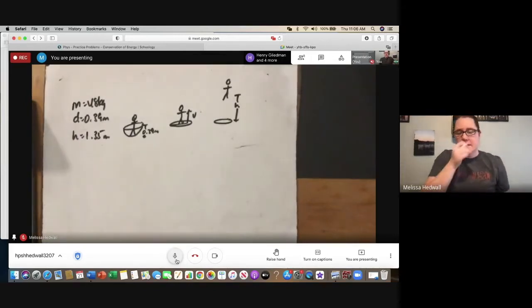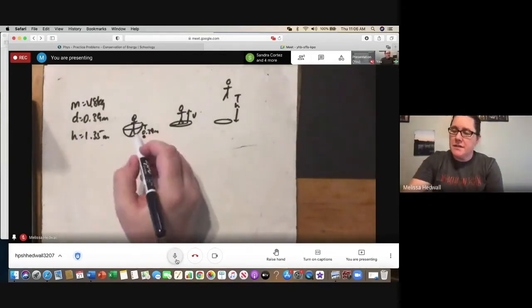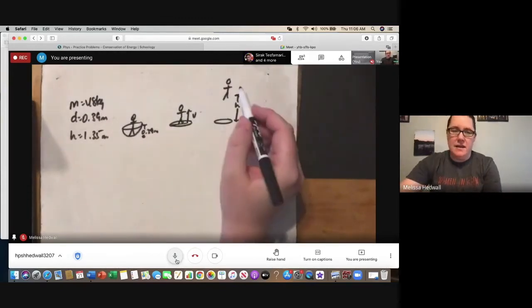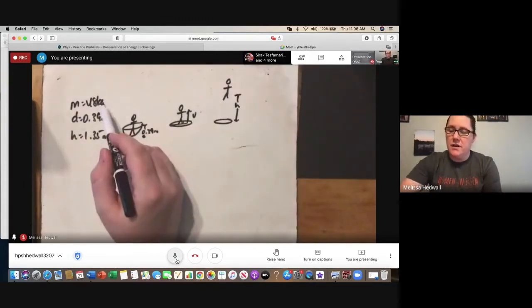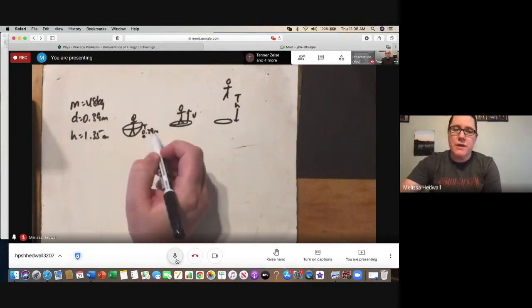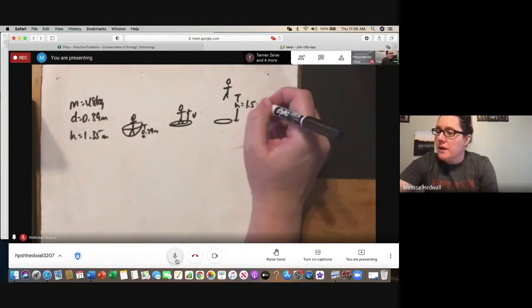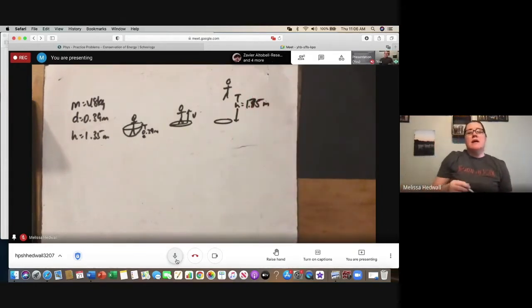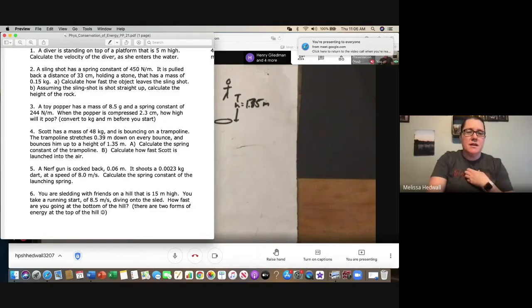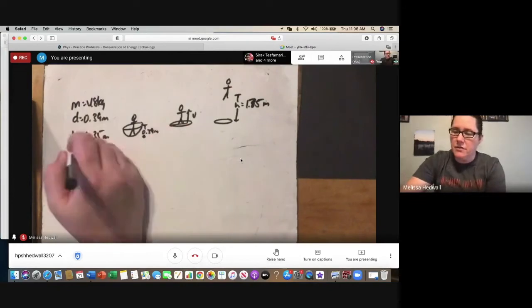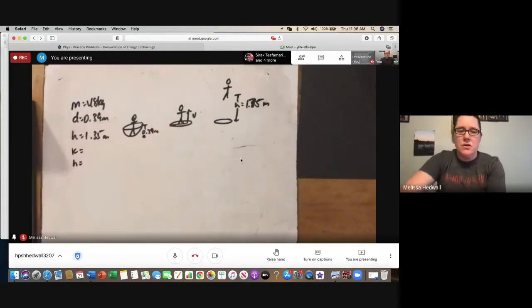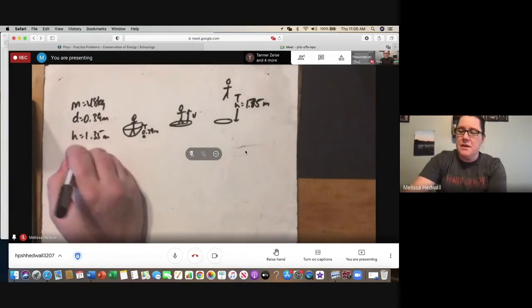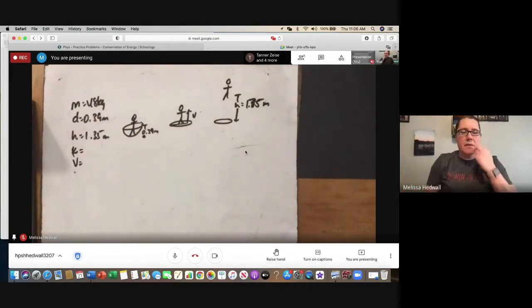All right, so looking at this, you have your trampoline, and it's compressed and then going fastest and then at the height. And we know that the mass is 48 kilograms. We know that the distance compressed is 0.39 meters. We know that the height equals 1.35 meters. And so on this one, I think it's asking for both. The first thing it's asking for is calculating the spring constant, k, and then asking for how fast he's launched, v. So these are the pieces that we're looking for based on this information.